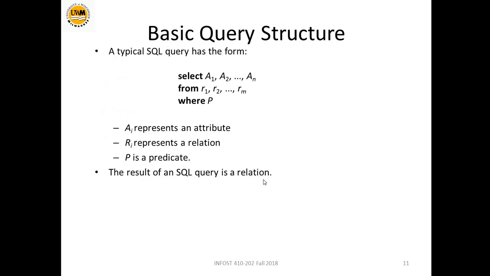Basic query structure. The most basic query instruction is the select. Its syntax is select, and then we put the attributes, from, and we put the relation names. It can be one table or multiple tables, and then we put the condition, the where and the predicate. The result of a select instruction is always a relation or a table.